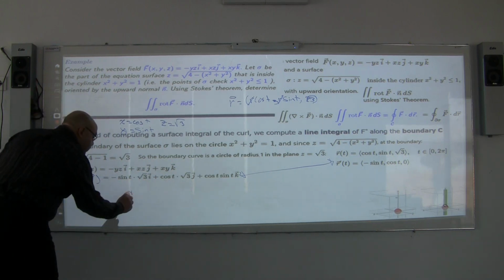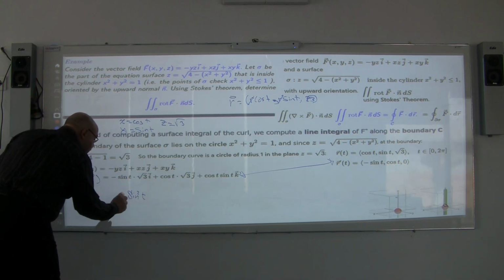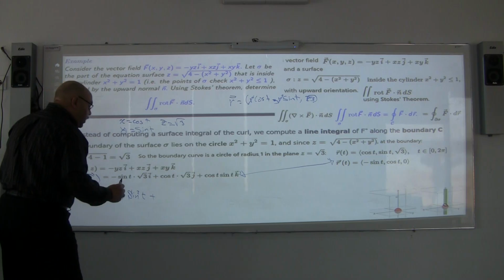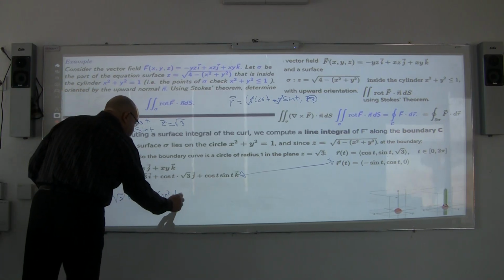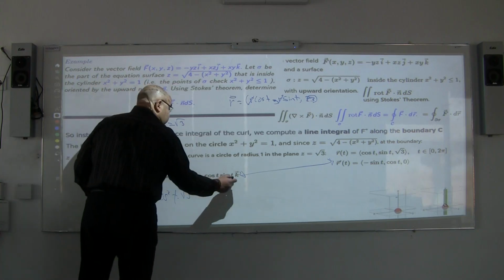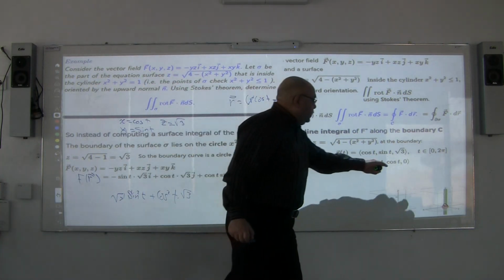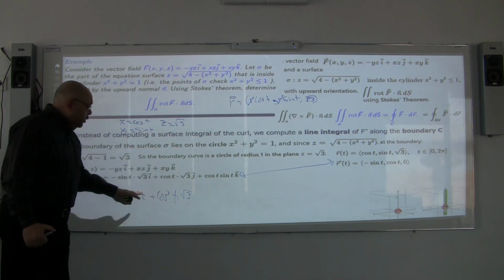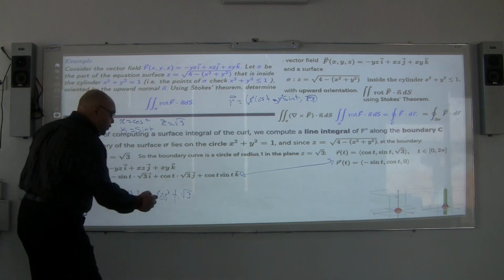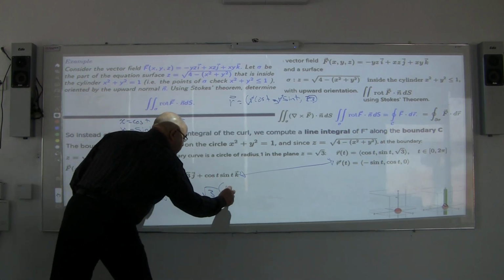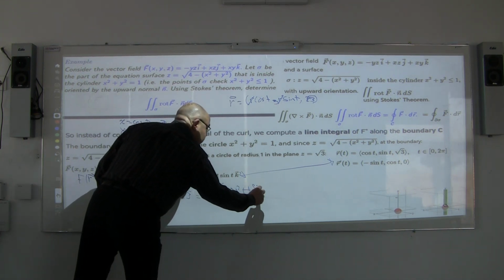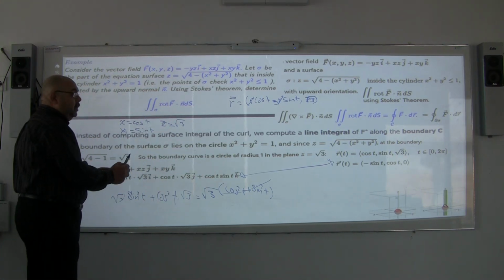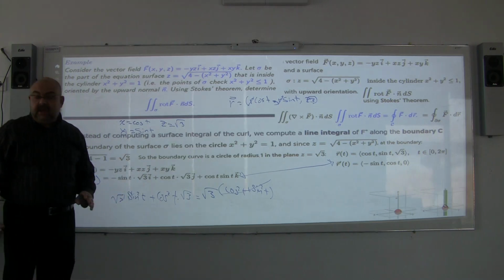So I will have sine square t, and this is root 3. Then plus cosine t times cosine t, so I would have cosine square t root 3. And then for this one, which is cosine t sine t, it will be times 0, so they will cancel each other. Now taking root 3 as a common factor, I will have root 3 times cosine square t plus sine square t, which equals 1. So this multiplication, or the integrand, will be directly root 3.